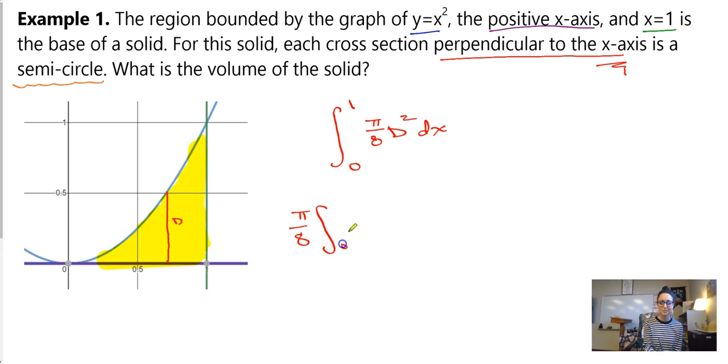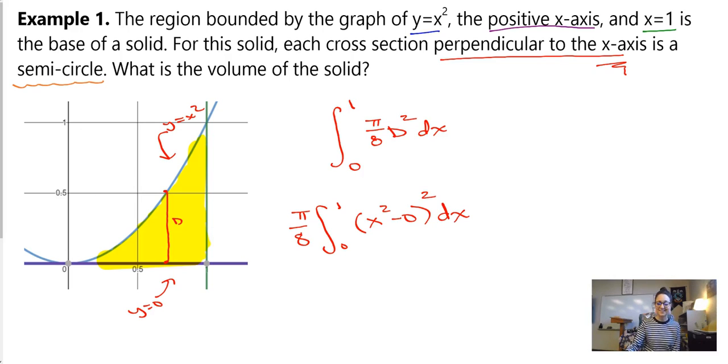I've still got the integral from 0 to 1. Now all I need is a formula for my diameter. Well, I've drawn it here. Go top minus bottom. This top function here was y equals x squared. This bottom function here is the positive x-axis, which is y equals 0. So when I go top minus bottom, I have x squared minus 0, and I know that doesn't affect it, but let's get in the habit of figuring out top and bottom. So that's my diameter. Don't forget to square it, dx.